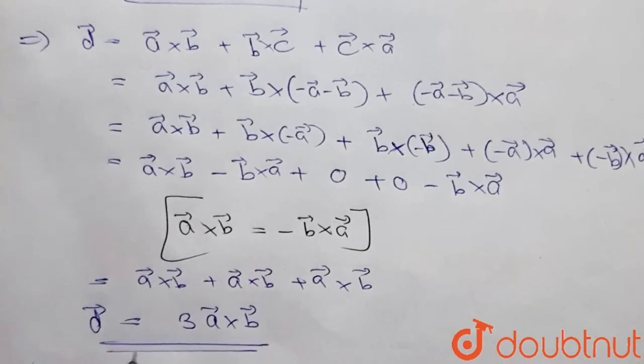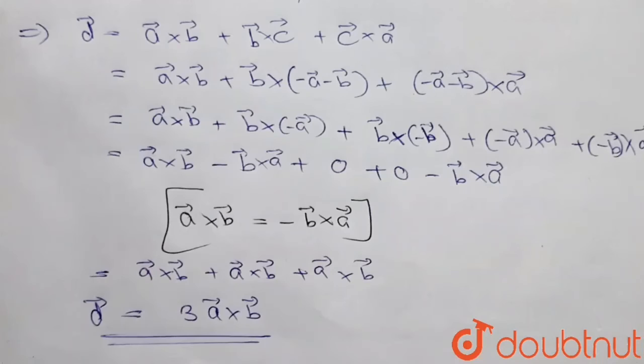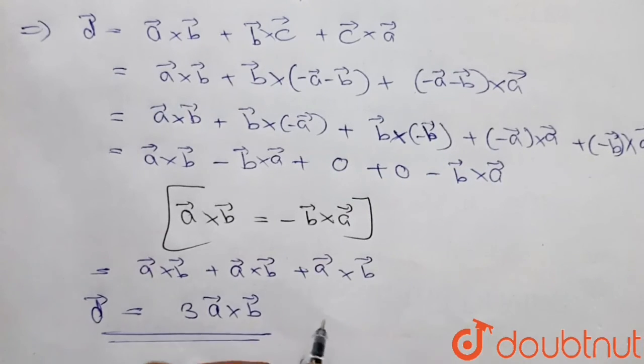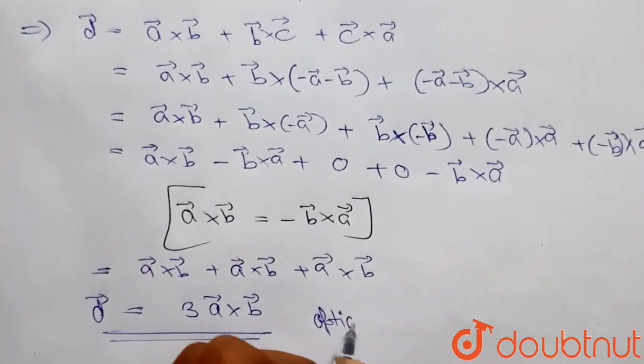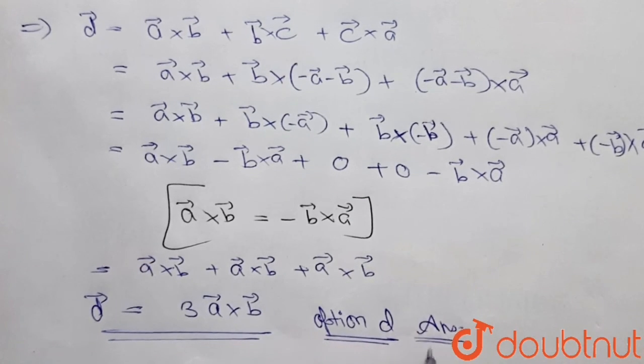So we got the value of vector D and we got the value of lambda as well, right? So among the given 4 options, option D gives the value of lambda as -3/2 and vector D as 3 times vector A cross vector B, right? So option D will be our answer. I hope this will help you.